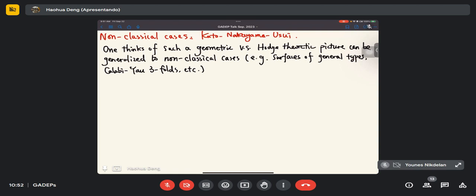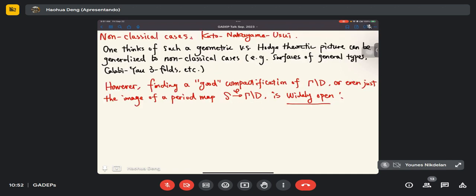So of course, one thinks about whether we can find a generalization of the story to the non-classical cases. This is a long-standing problem. One thinks of this geometry versus Hodge theoretic picture, and of objects such as surfaces of general type, where h^{2,0} is not necessarily 1, or where you have higher weights, for example Calabi-Yau threefolds.